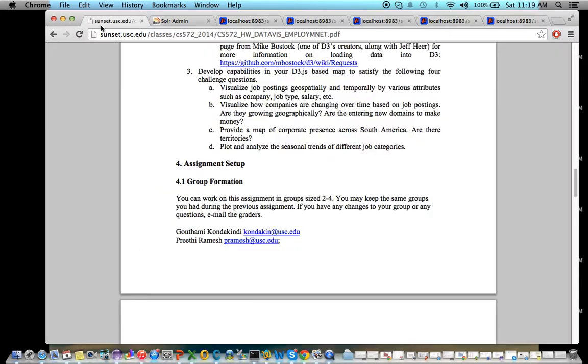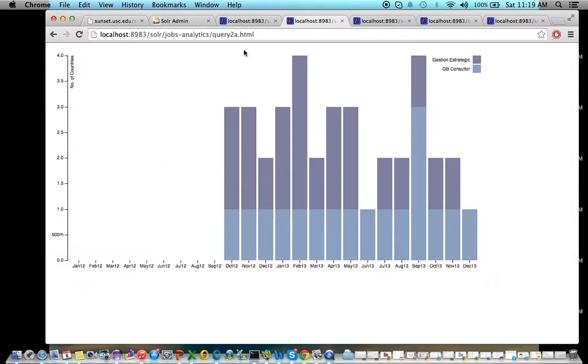Let's see query 2. Query 2 asks us to visualize how companies change over time based on job postings. Are they growing geographically, and are they entering new domains to make money? To answer this question, we have divided it in two parts. Let's look at part 2a.